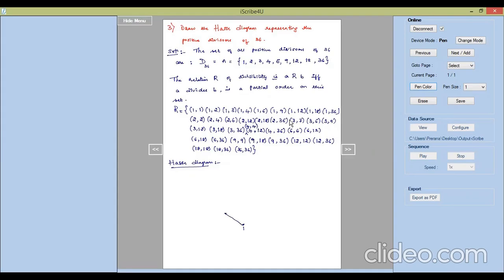1 to 2, there is an edge. So 1, 1 is over, 1, 2 is over. Then we will move to 1, 3, 1, 4, 1, 6, 1, 9. So we need to write down all these. So 1, 3 I will next consider.